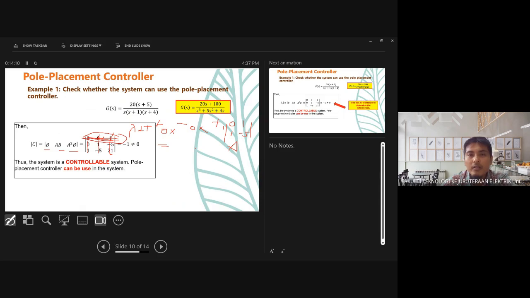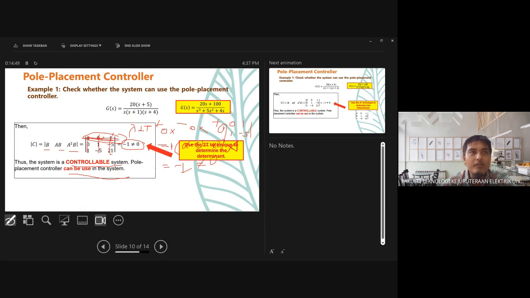And finally, I get the answer using this pattern, if you still remember. 1 multiplied with this is 1 here. So 0 multiplied with negative 5, minus 1 multiplied with 1, by using this pattern. Finally, I get the answer: negative 1. Because this value is not equal to 0, the system is controllable because it fulfills this condition. So the pole placement controller can be used in the system.